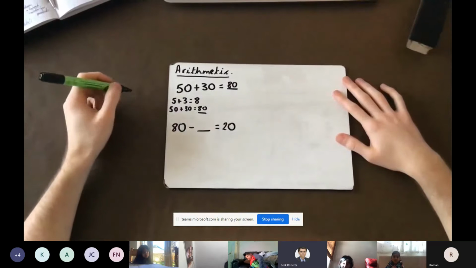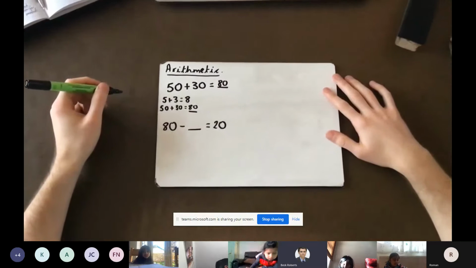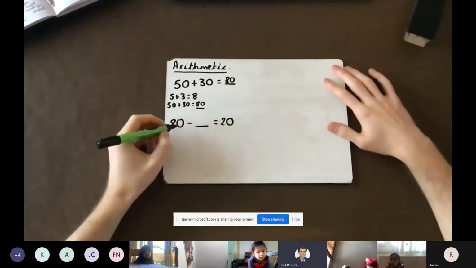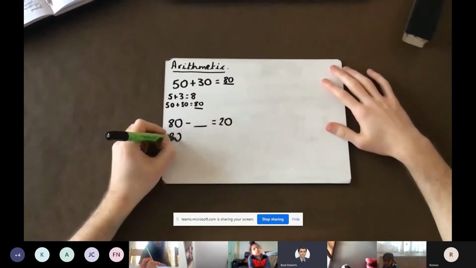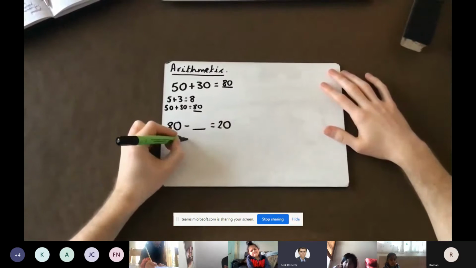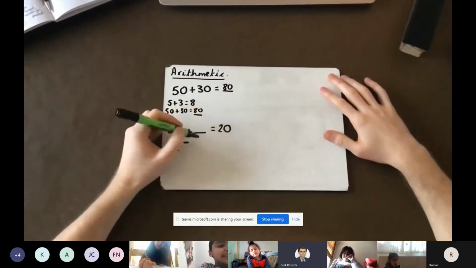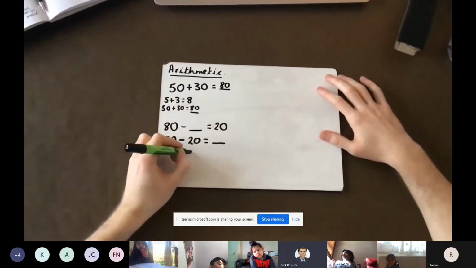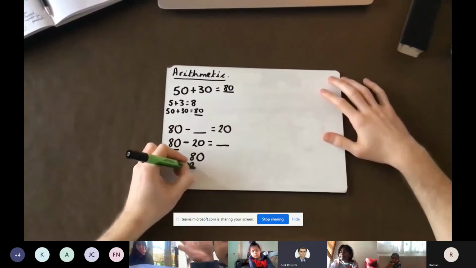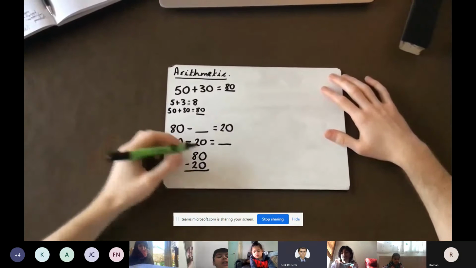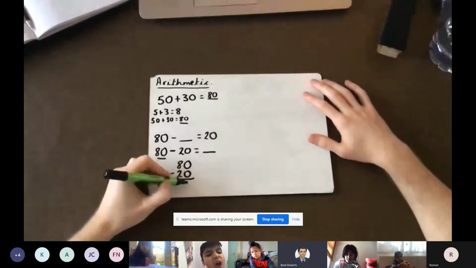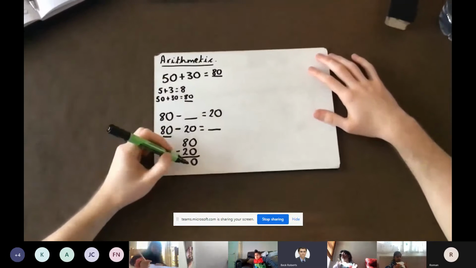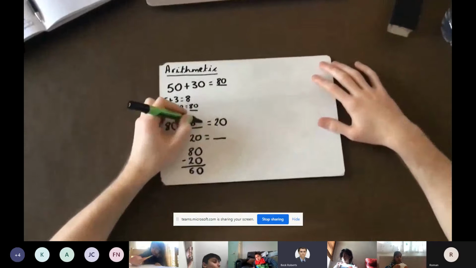So I'm going to use column method to work this question out. But first I'm going to need to rearrange the number sentence before I do my column method. So my number stays the same, 80, because in subtraction the boss number goes at the front. Then I'm going to take away 20 to give me something. So 80, subtract 20. If I have 0 and take away 0, it stays the same. Then I'm going to move across to my tens. 80 subtract 20 is 60. So my answer here, 60.